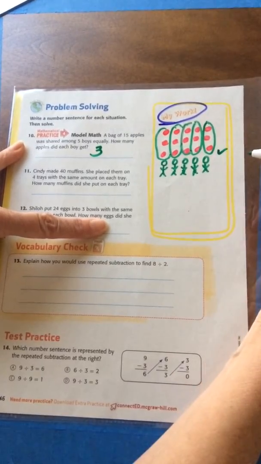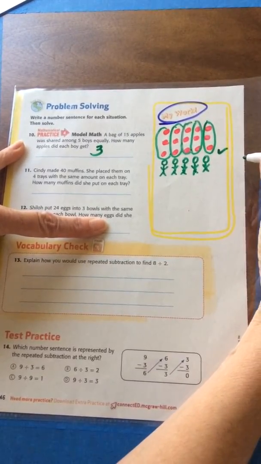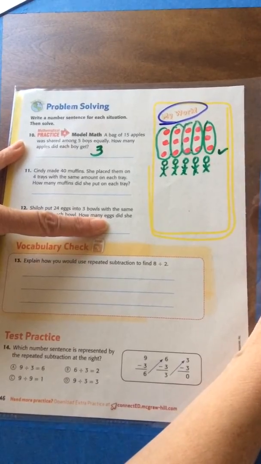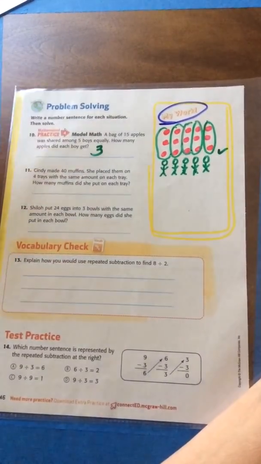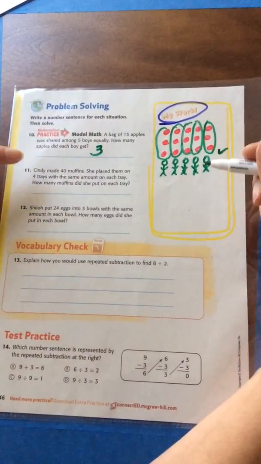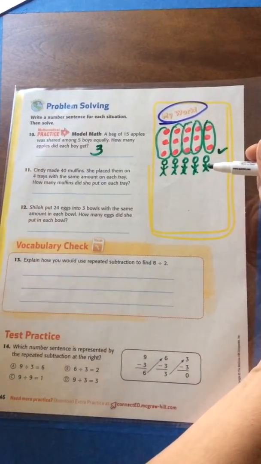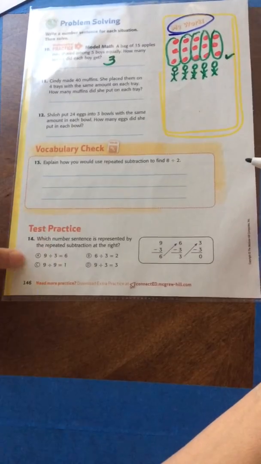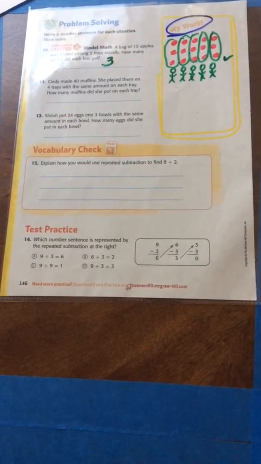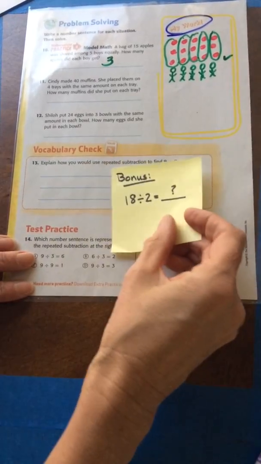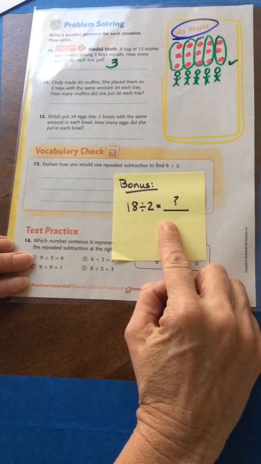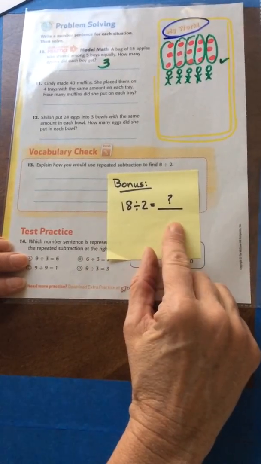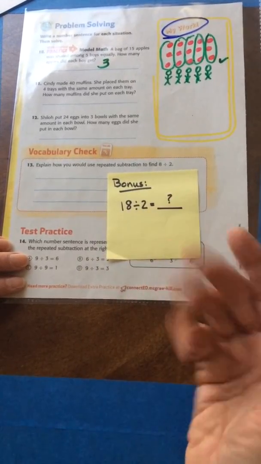These are the kind of things I want you to do, to model pictures so that you have a better understanding of what's being asked of you in the problem. Go ahead and try number 11, 12, and 13, and then we have a test practice here for number 14. Our bonus question today is, what is 18 divided by 2? Notice I didn't ask you to do repeated subtraction here. Just give me the answer.